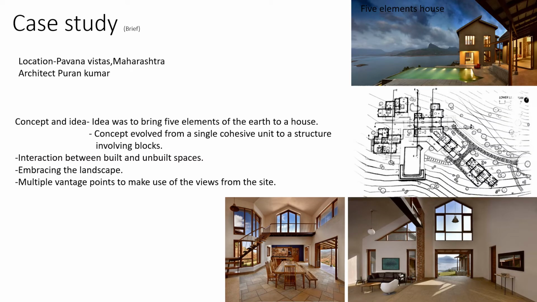So starting with the case study which I did, Five Elements House in Pavana Vistas, Maharashtra by architect Puran Kumar. The main idea of this house was to bring the five elements together into a house. The concept developed from a single cohesive unit into a structure of blocks, the interaction between the built and unbuilt spaces, creating multiple vantage points to embrace the landscape, that is, to bring in the views. So this is the brief which I'm taking away from the case study.